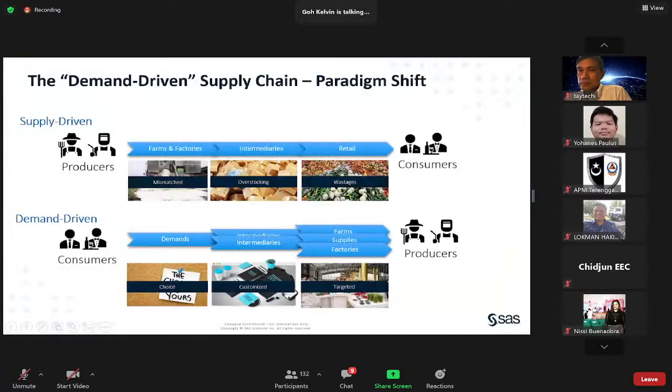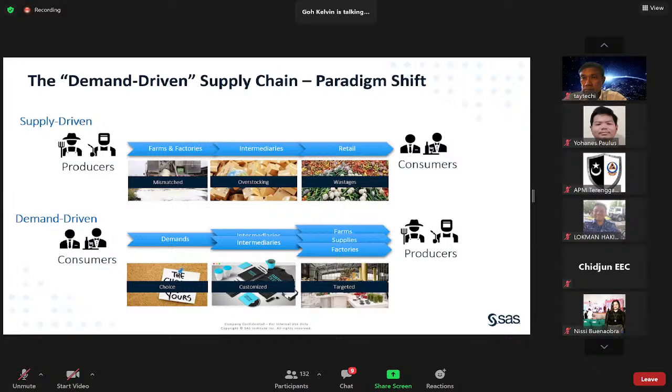Now, first and foremost, let me introduce this slide so that we are very clear as to what a demand-driven supply chain, or a demand-driven paradigm shift, is. That is the best way to look at this, without having to go into all the academic literature and studies. Let me put it very simply.